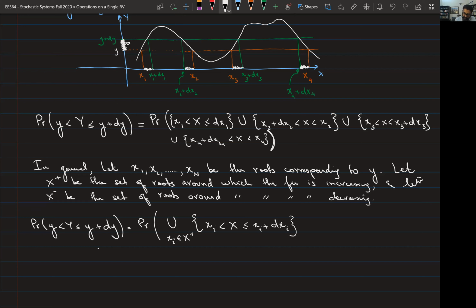Okay, and then this union with another union, which is over xi belonging to x minus, xi plus dxi is less than capital X is less than xi. Okay. So I'm going to stop here for a while and let you ask any questions that you may have.